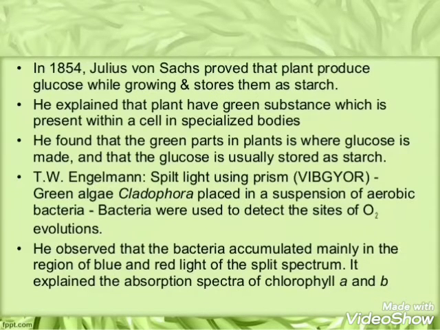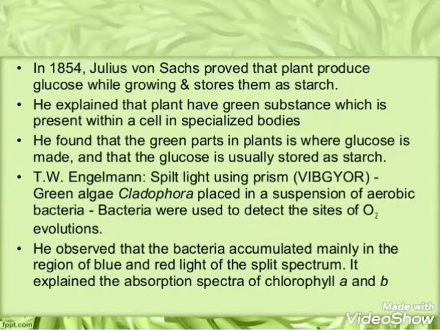Julius von Sachs showed that the green substance chlorophyll is located in special bodies known as chloroplasts. He provided evidence in 1854 for the production of glucose in the green parts of plants, stored in the form of starch. Another experiment was done by Engelmann in 1843.